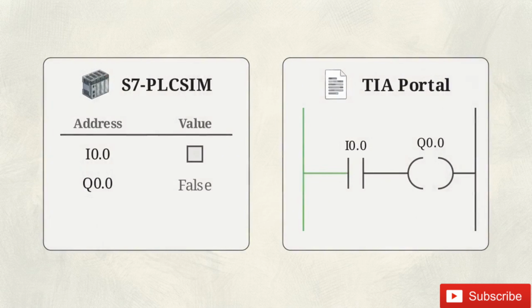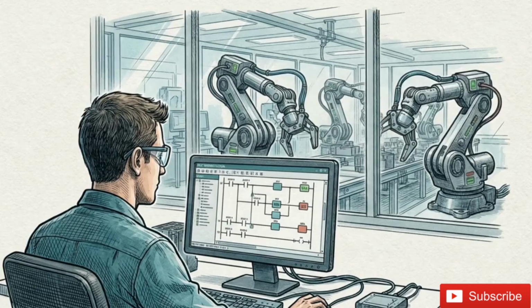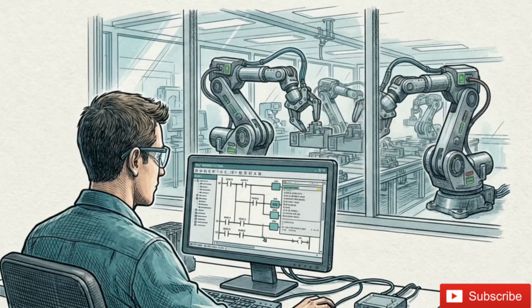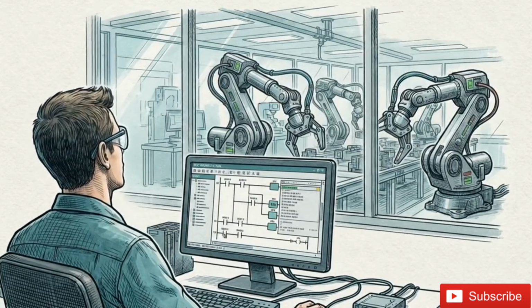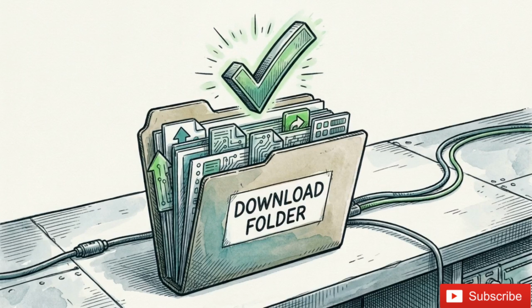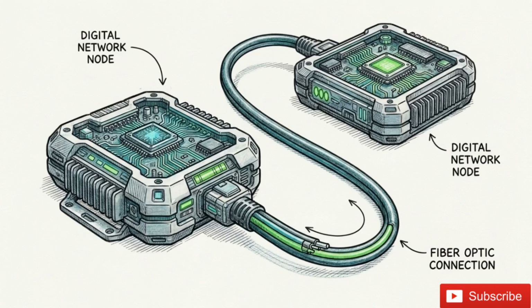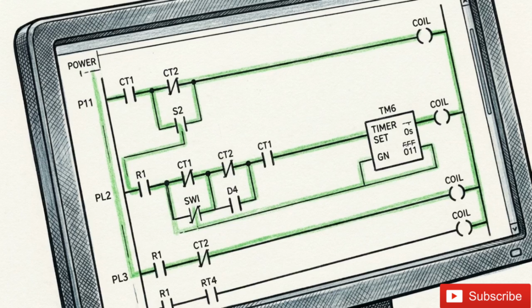Now for the live test. Check the box next to your input in the SIM table. Instantly, the ladder logic inside TIA Portal illuminates green, and your output coil activates. Seeing the logic block react to your forced input confirms that your local computer is now a fully functional live engineering laboratory. You have successfully downloaded the core files, locked in your licensing, mapped the hardware constraints, completed the software handshake, and executed a live logic simulation.